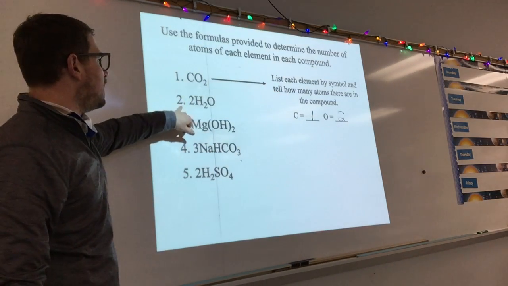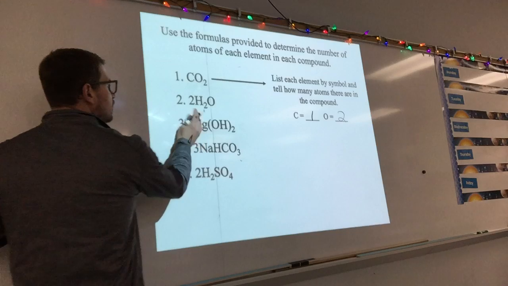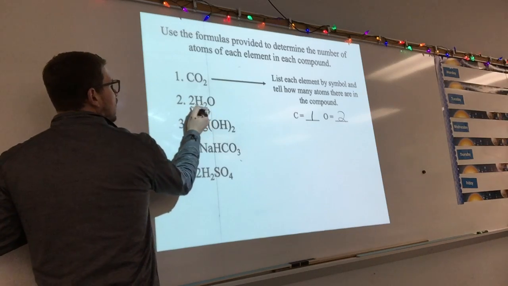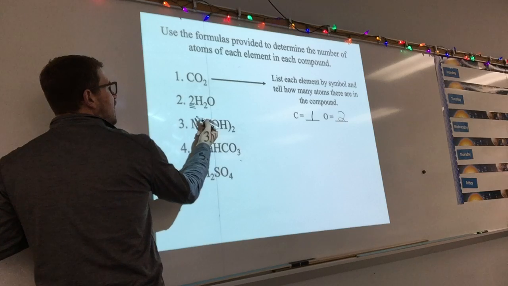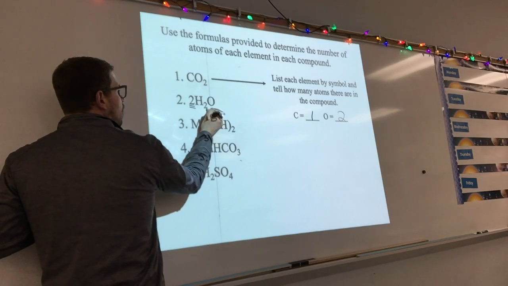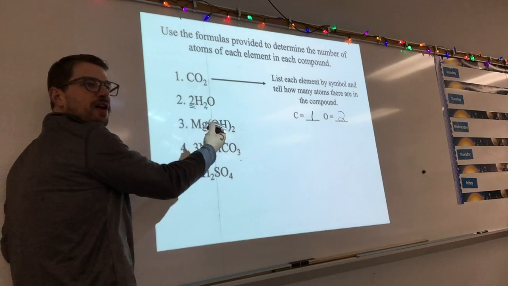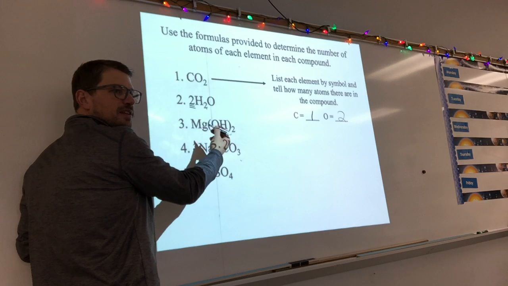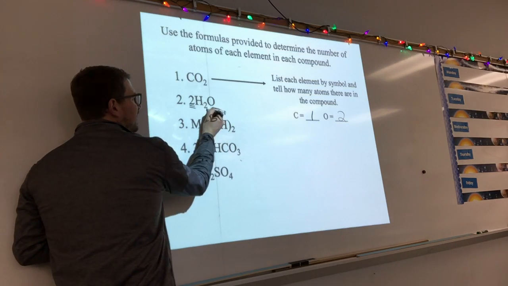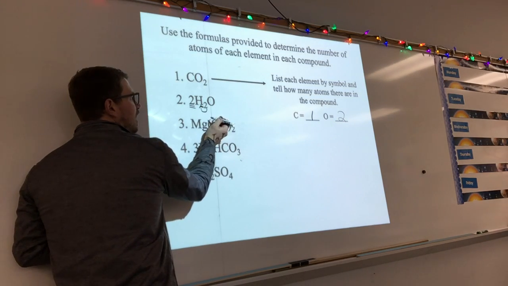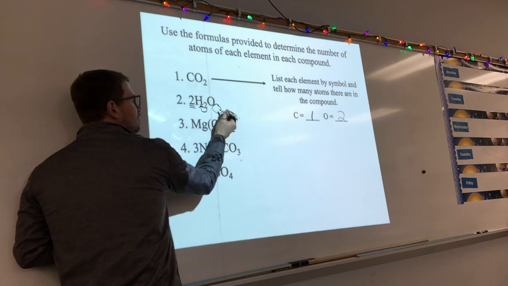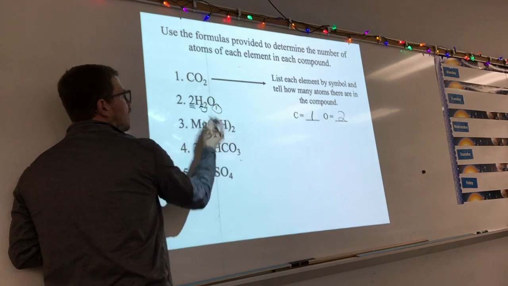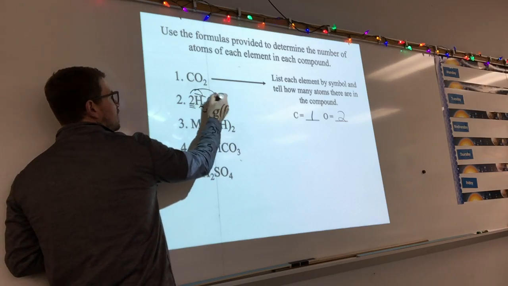Let's do this one together and then we'll move on. This one has a coefficient. I'm going to tell you about that later, but it means 2 times everything. So what is this 2 changing and affecting? Tristan, I can see you in there. It's doing the hydrogen only. And if there's nothing there, what does it mean? 1. So now you take this 2 times everything else.